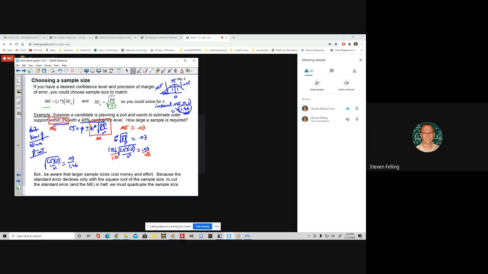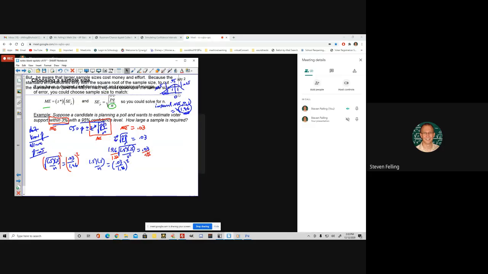And then I would square both sides. The next thing I would do is square both sides to get rid of the square root. So on this side, I would have 0.5 times 0.5 over n equals 0.03 over 1.96 squared. Okay, let me move this up here so I have more room, and then I'll bring that back down in a second.